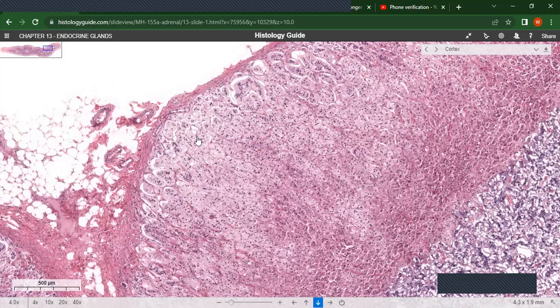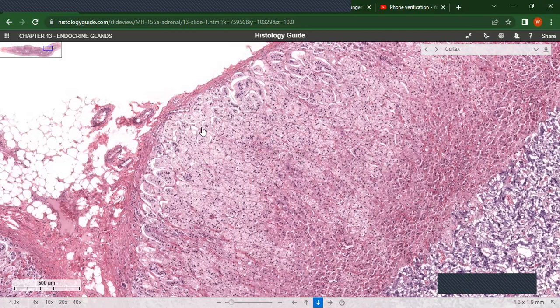You can see there is this region from, let's say, here up to somewhere there. Then there is from there up to somewhere there. Then there is from there up to there. So those are the three ill-defined zones. This upper zone, the outermost, is the zona glomerulosa. The intermediate zone is the zona fasciculata, and the innermost is the zona reticularis.